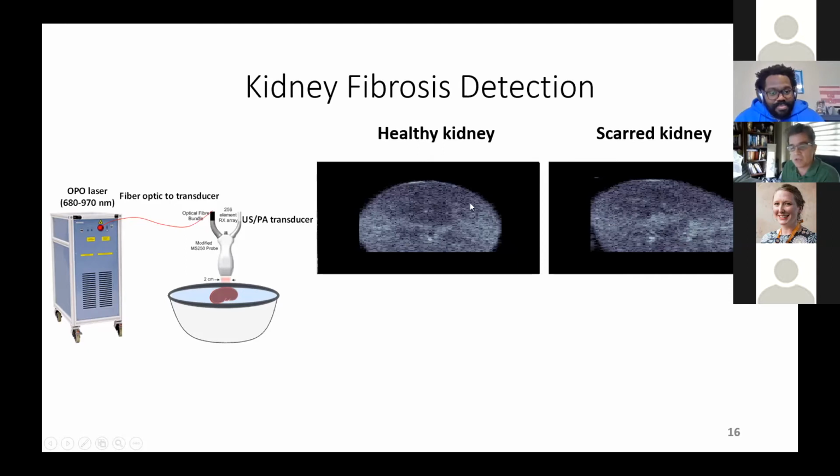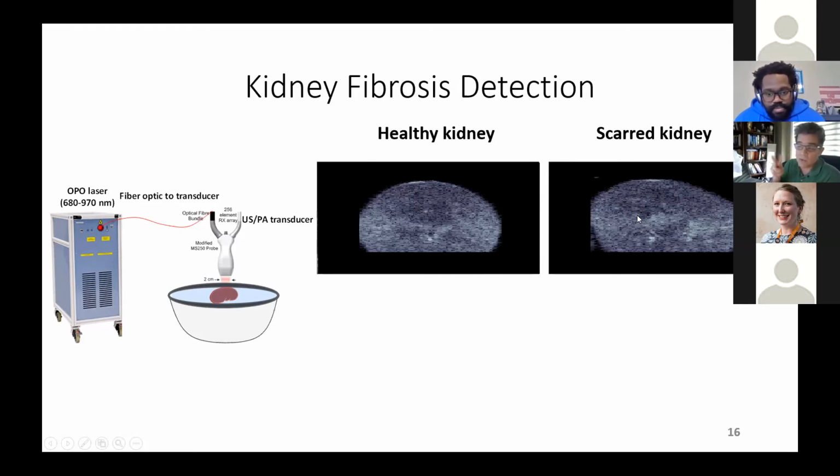So if you look at the ultrasound images here, can you see the difference? Maybe not, right? It's not that obvious, and certainly not very quantitative. This is a healthy kidney that has no fibrosis. This is a kidney that's scarred and has significant fibrosis. So if you just use ultrasound to look at this, you can't really tell.